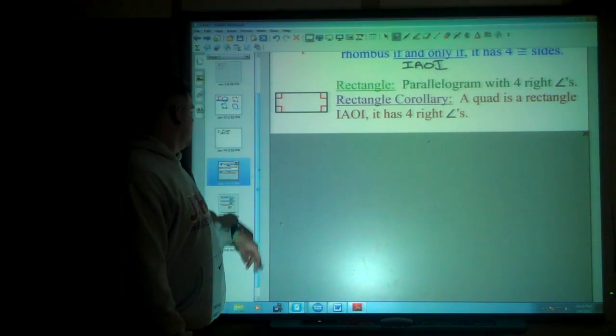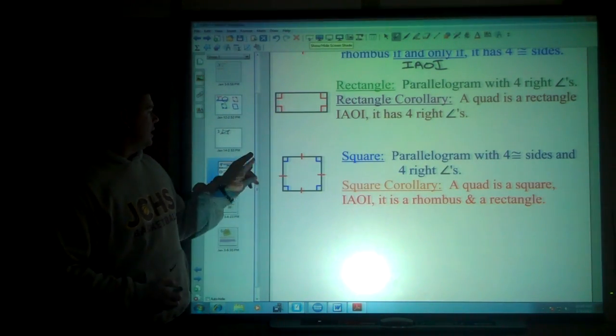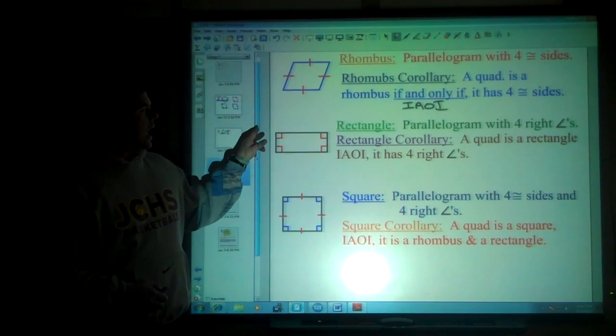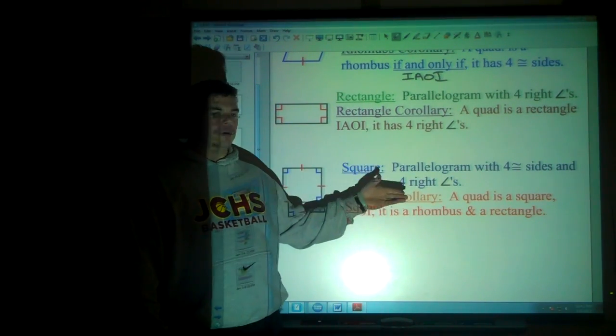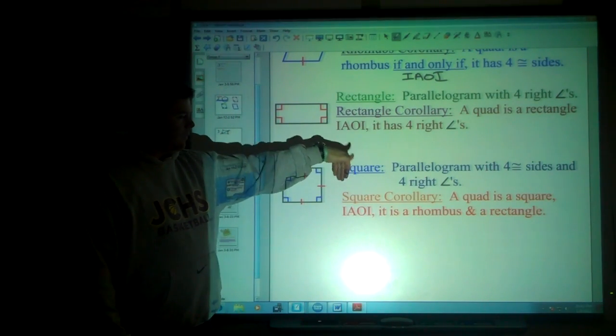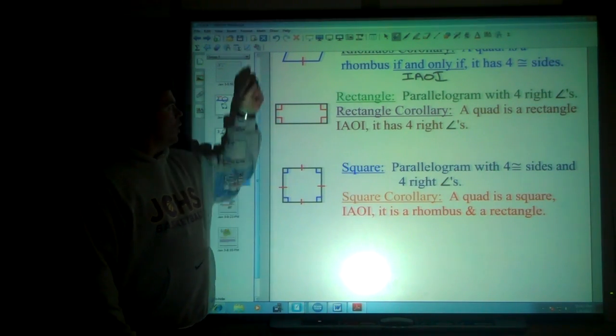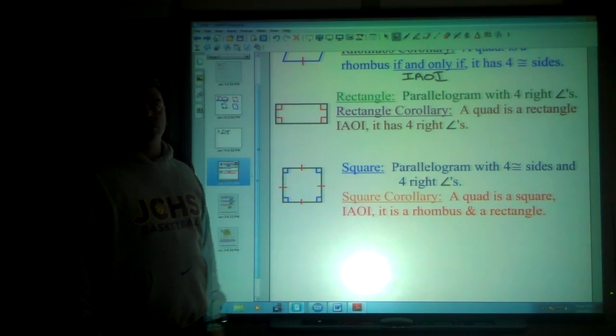All right? But if you can take those and put them together, that's how you form the square. So it's taking both the concepts of a rhombus and a rectangle, combining them for one. So again, a parallelogram with 4 congruent sides and 4 congruent angles. This is only going to be a square if and only if it satisfies both the requirements of rhombus and rectangle. It has to be both. And that's what makes a square.